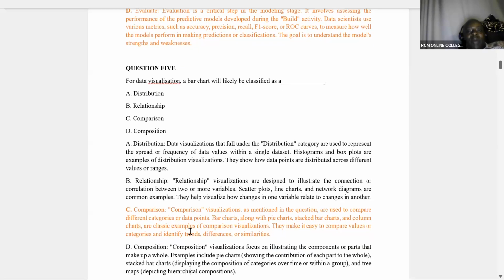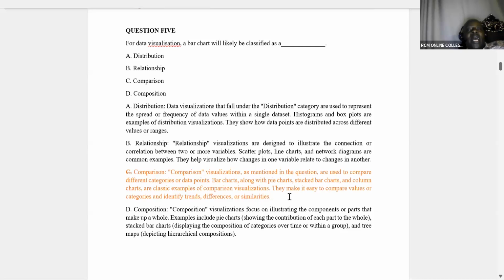So comparison visualizations, as mentioned in the question, are used to compare different categories of data points. Bar charts, along with pie charts, stacked bar charts, and column charts are classic examples of comparison visualizations. They make it easy to compare values or categories and identify trends, differences, or in this case, similarities. So like a pie chart. If you're looking at, for example, BDA students vis-a-vis the entire RCM population, you'll be able to compare between even various courses. See, this course has got nothing. This one is a big course.